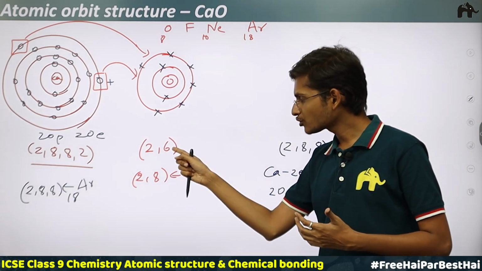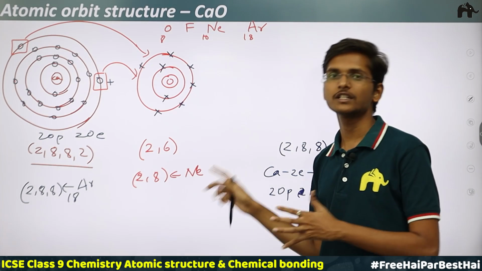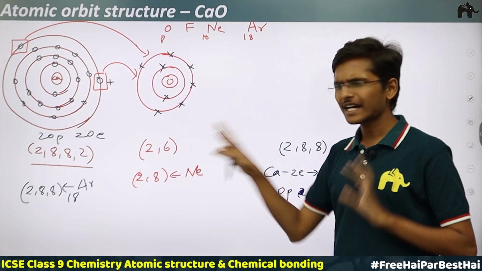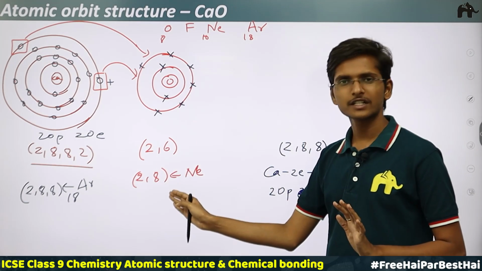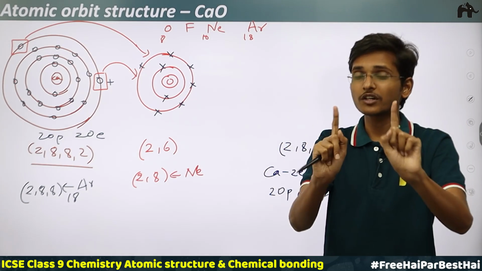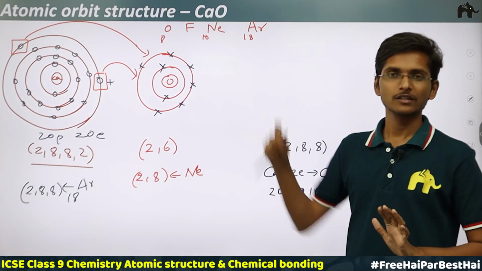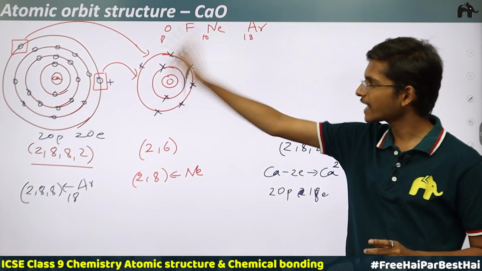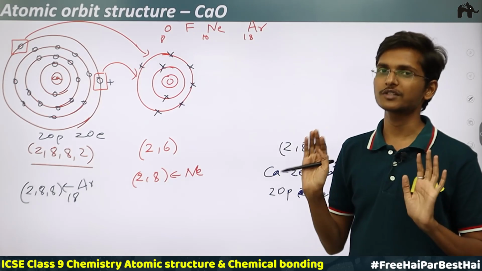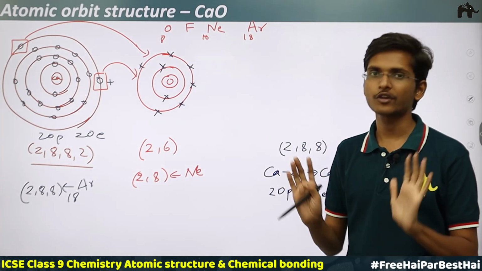Once its outermost shell attains 8 electrons, it is indirectly attaining the configuration of the nearest noble gas. And by attaining this configuration, or by making its outermost shell have 8 electrons, it is becoming stable, the most important thing. Every atom here is trying to become stable. The sodium atom, the chlorine atom, the calcium atom, the oxygen atom, everyone is trying to become stable. How? By attaining 8 electrons in its outermost shell. I have already told you this thing.